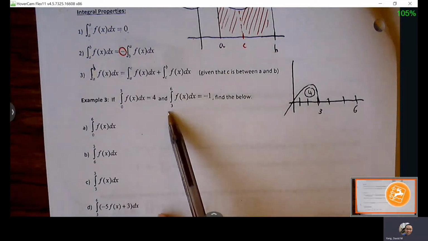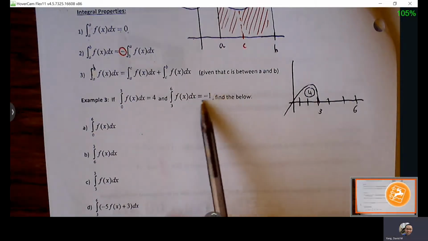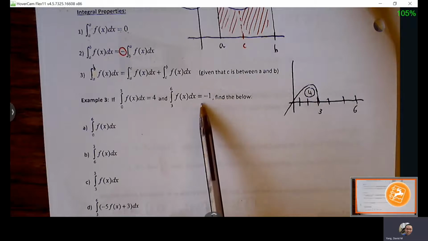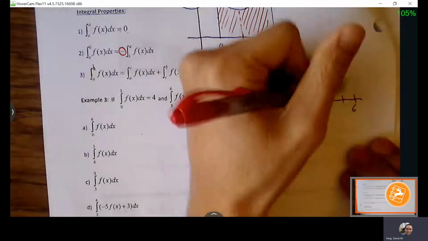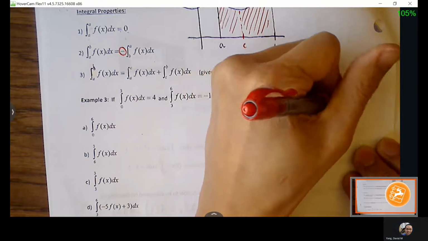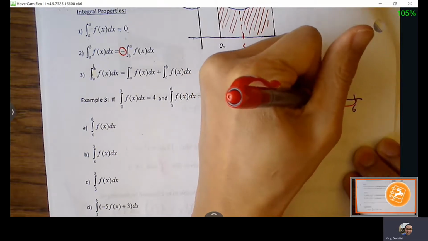But the region from 3 to 6 is going to have more parts below the x-axis than above. I'm going to call it -1. So the area is 1, but the integral is -1. I'm going to make this a little bit smaller, and I'll call this -1.